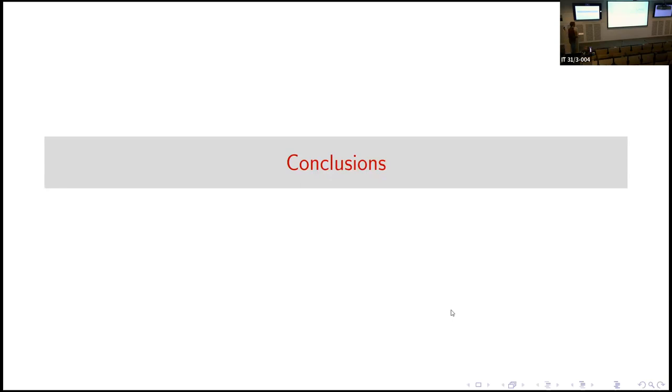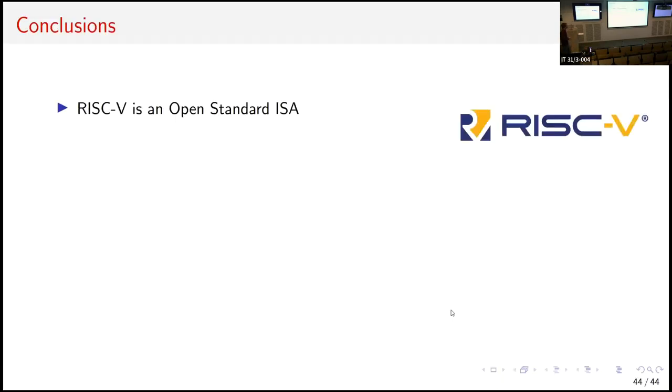Okay, so just one slide of conclusion before we get into the questions. I'm also running late. So RISC-V is an open standard ISA, so you actually can go download the spec. Vendors can go create cores without paying anything to a company, as they need to do for ARM. It is modular, which is very interesting.